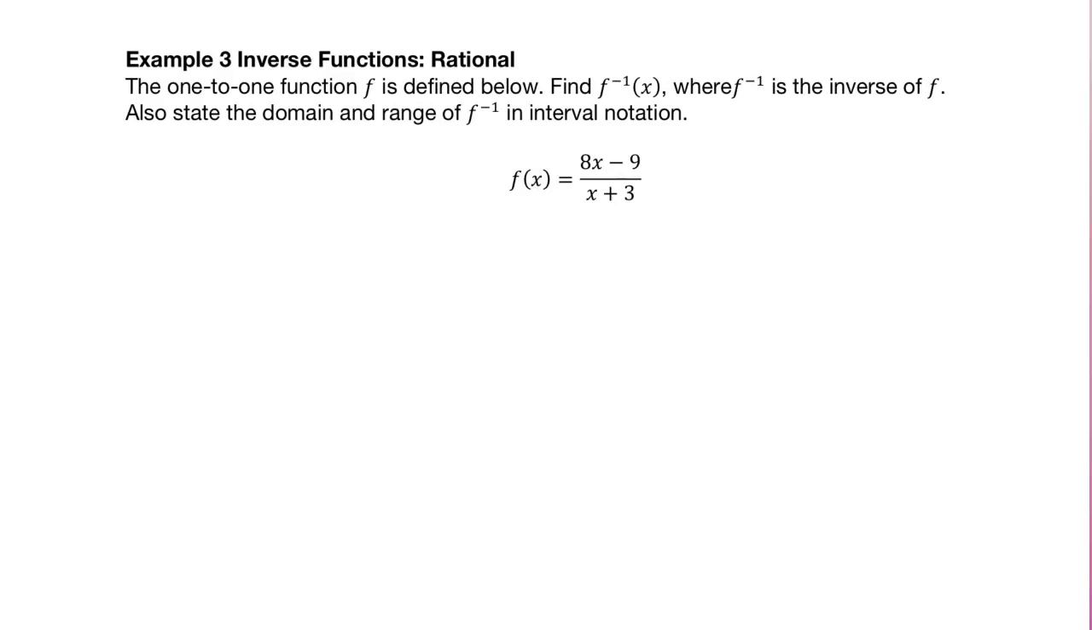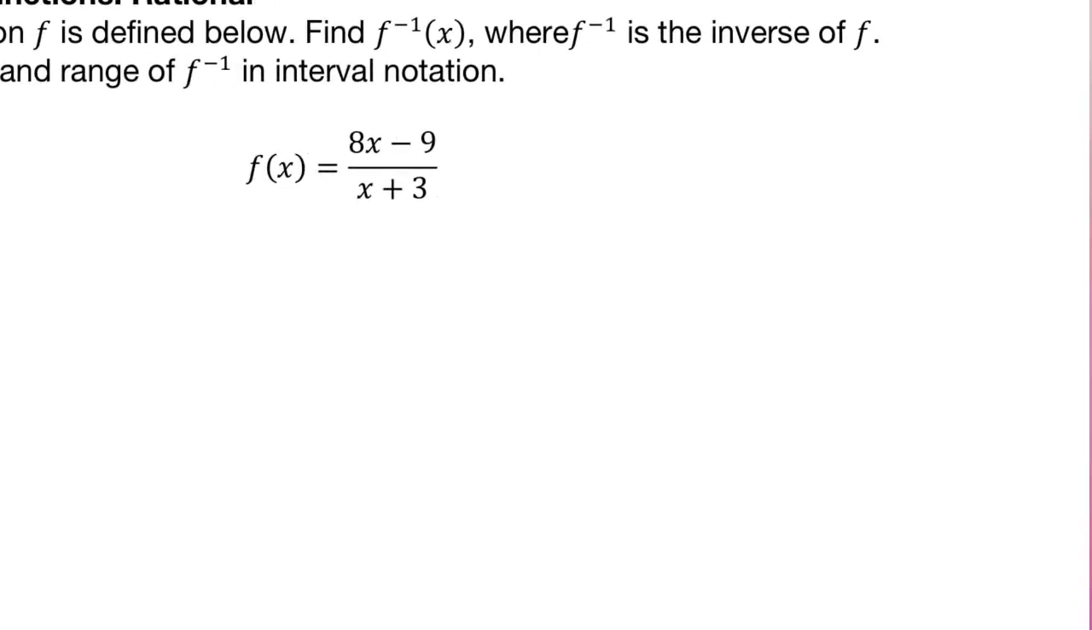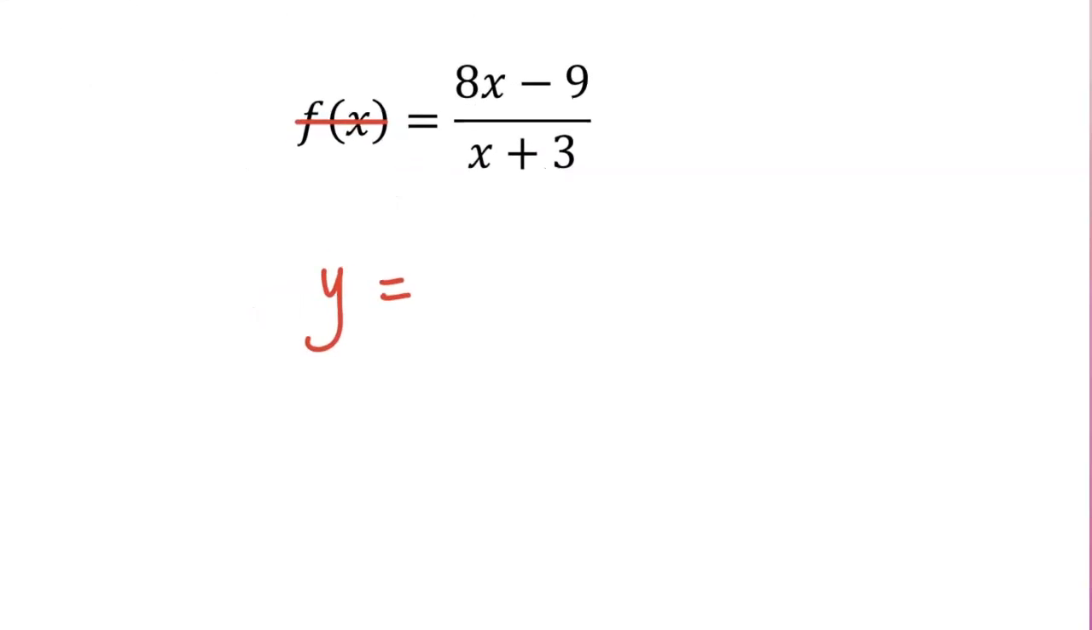Let's write inverse functions for rational functions this time. The steps are the same. We're going to replace this f of x by y, change that to y, and keep everything the same. 8x minus 9 on top, and x plus 3 in the bottom.